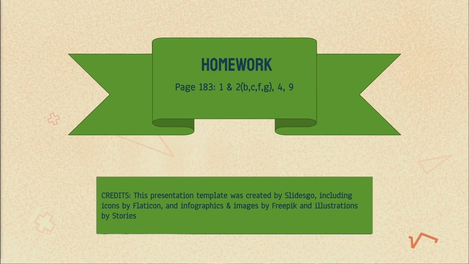1 and 2 are directly related to one another, so just do parts B, C, F, and G for it. Then just do 4, and question 9 is more of a thinking part because it actually has x over x plus 1 as its function, and then you have to go through all the steps that we did today. So hopefully you've enjoyed today's video.